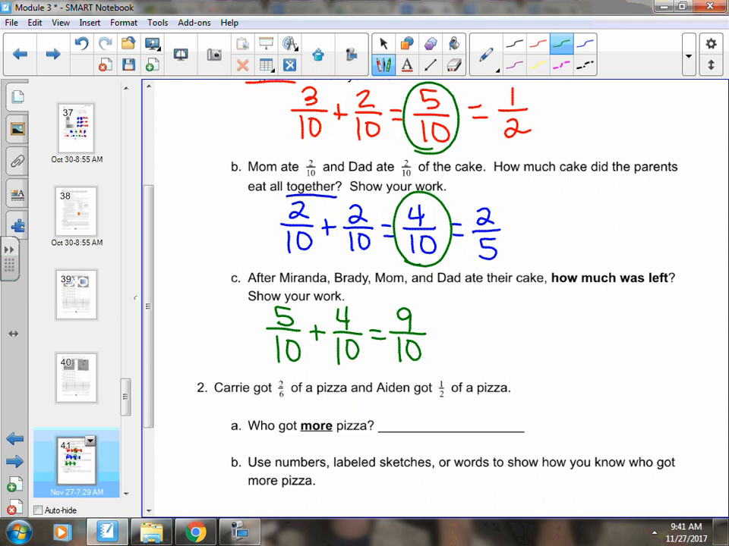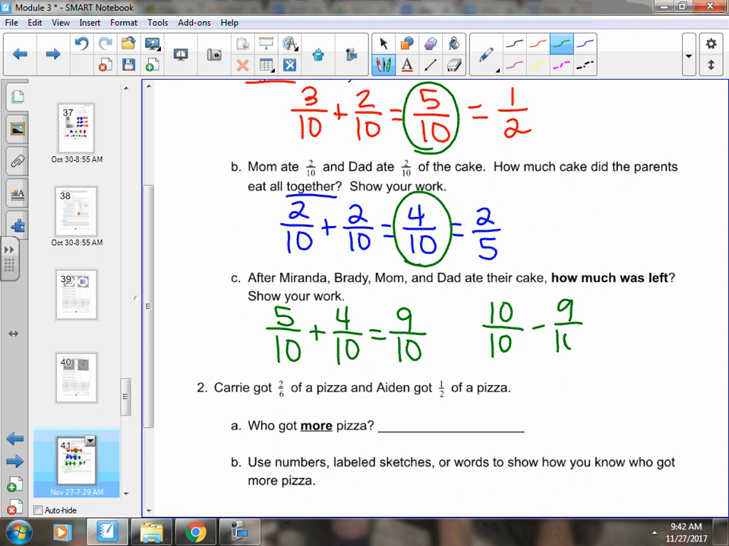But that's not the answer. That's how much cake they ate. The question is, how much cake was left? Because the denominator is tenths, I'm thinking tenths, tenths, tenths, tenths. I know that the whole shebang, the whole cake, would be 10/10, right? That would be the whole cake. Though many of you, I'm sure, already know the answer and could do this in your head, here's what I'm thinking. The whole cake is 10/10 minus what they ate, right?